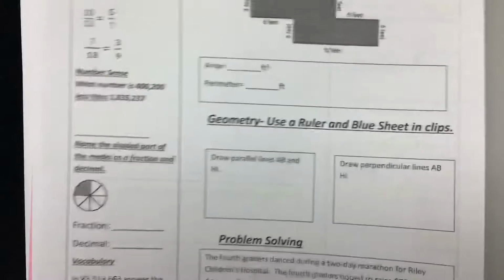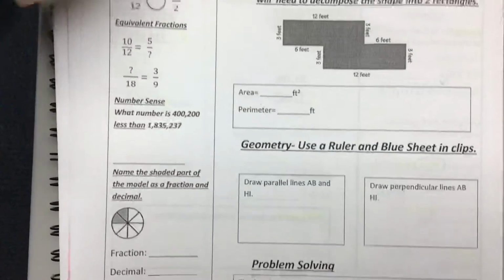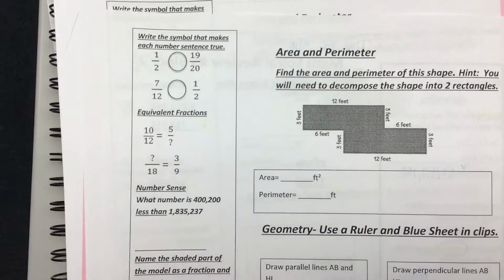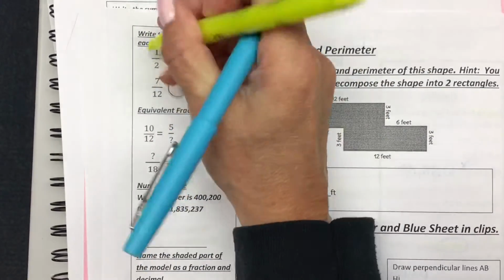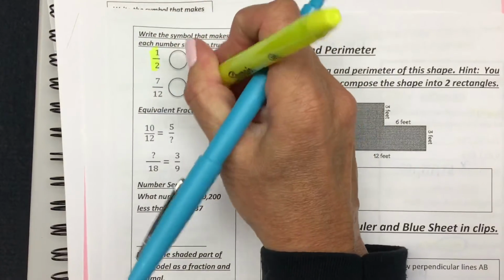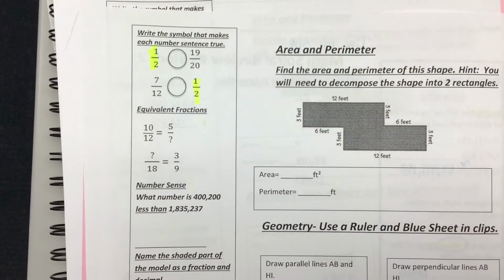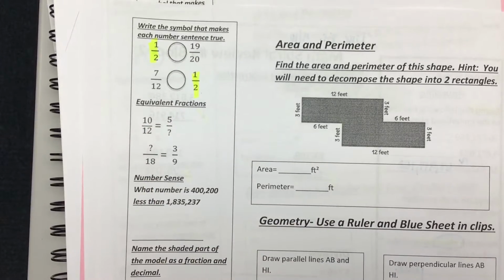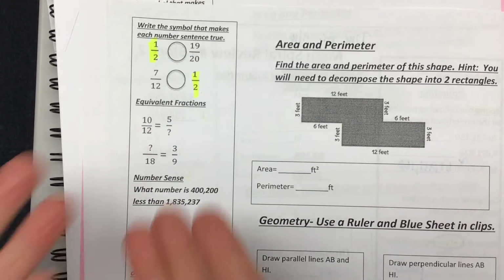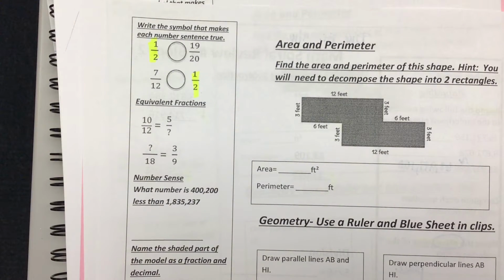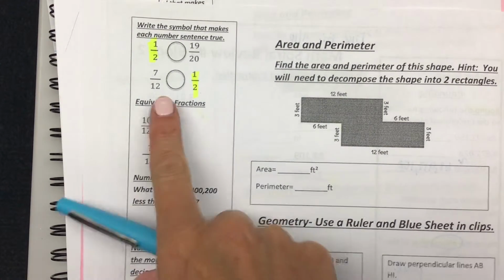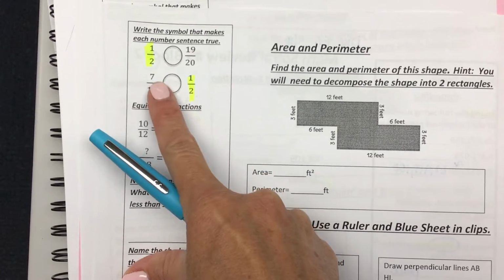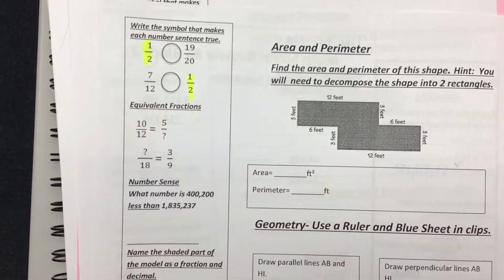Okay, turn this over. So on this we have our benchmark fraction 1/2. We know that a benchmark fraction is a fraction that we're familiar with, something that we can visualize. We know that half of 12 would be 6. So 6/12 and 1/2 are equal. So we use our benchmark to determine if these are greater than or less than the benchmark.